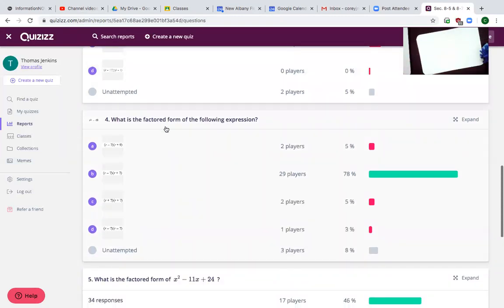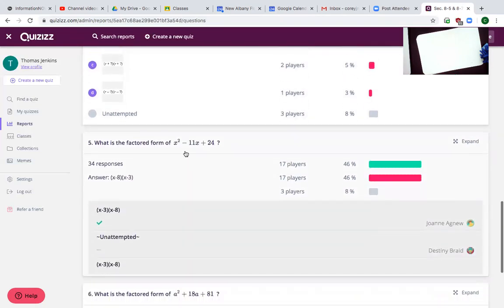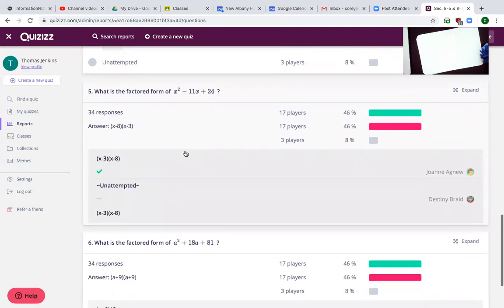Number 4, about 80% got it right, so I'm going to skip over that one. Next frequently missed question was number 5. It wants us to factor x squared minus 11x plus 24.